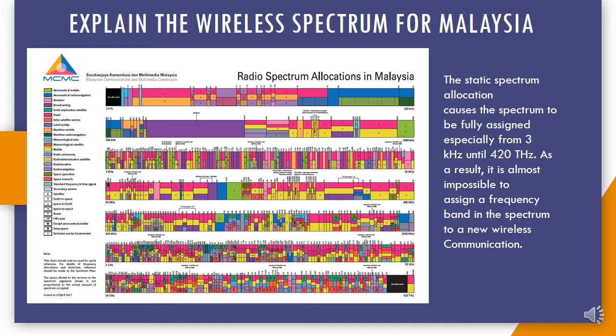Hello guys, now I'm going to explain about the wireless spectrum for Malaysia. As can be seen in this figure, the static spectrum allocation causes the spectrum to be fully assigned, especially from 3 kHz until 420 terahertz. As a result, it is almost impossible to assign a frequency band in the spectrum to a new wireless communication technology such as LTE and LTE Advanced.